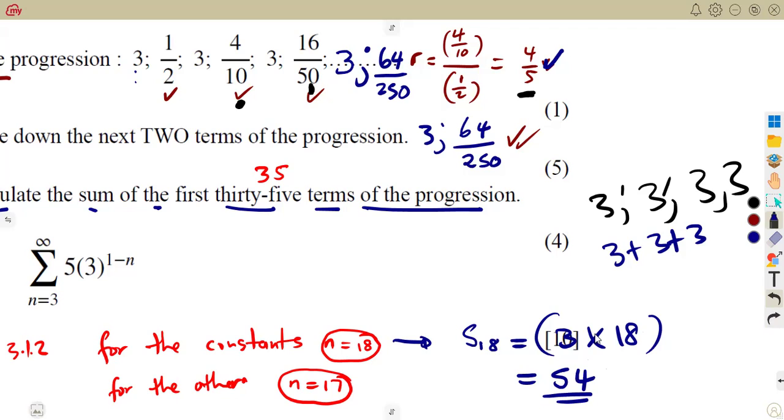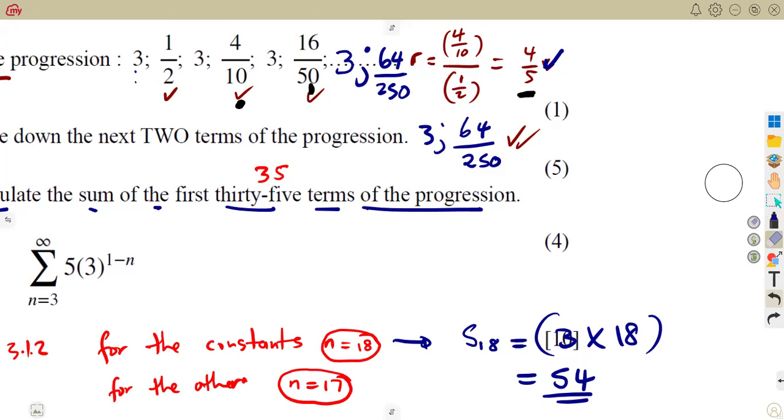All right, or you can use any other understanding that you understand, guys, to add. You can use any concept that you understand. But guys, you are adding 3, the same number, 18 times. So it's 3 times that number of times. All right, this is for the constants.